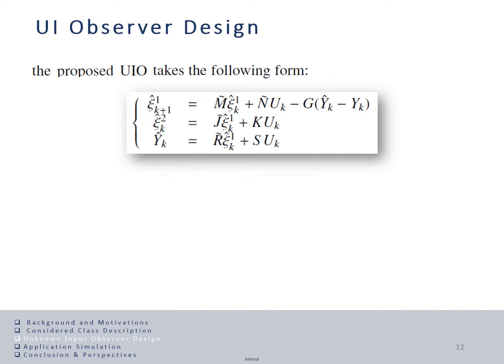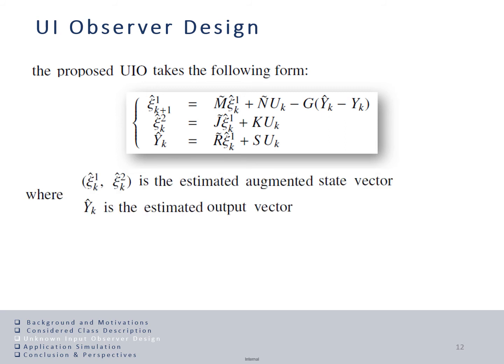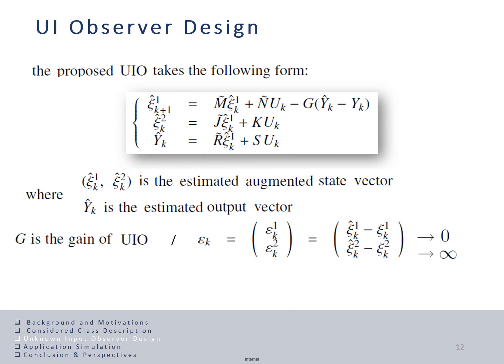The proposed unknown input observer takes the following form, where Xc1k, Xc2k hat is the estimated augmented state vector, and yk hat is the estimated output vector. J is the gain of the unknown input observer, determined such that the estimated augmented state vector asymptotically converges to Xc1k, Xc2k.